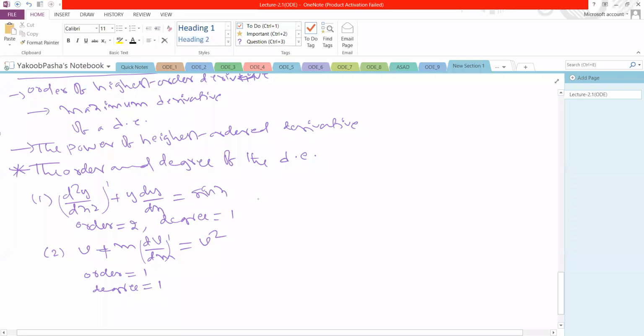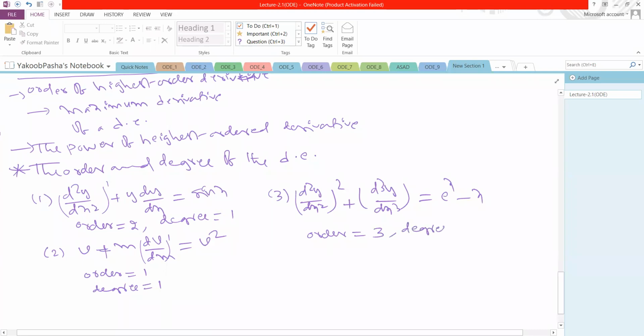And another example, d square y by dx square whole square plus dy by dx whole cube is equal to e to the power of x minus x. Here order, the maximum derivative is 3, that is the order, and degree, we see the maximum derivative power, it is 1, so degree is equal to 1.